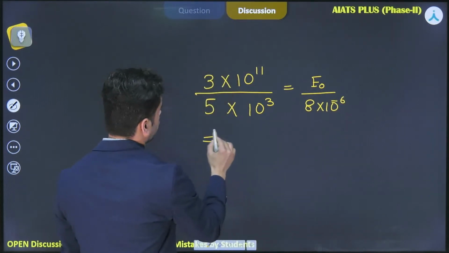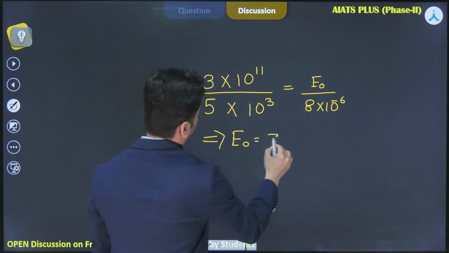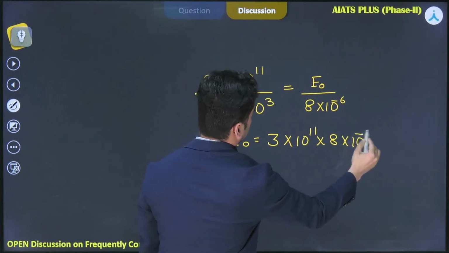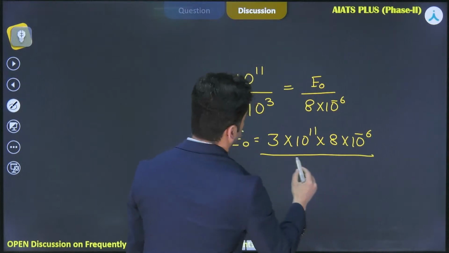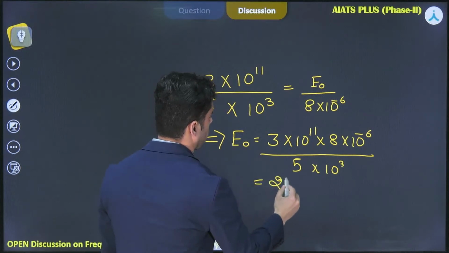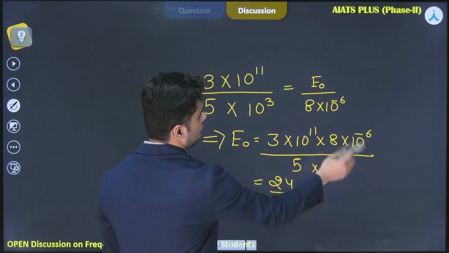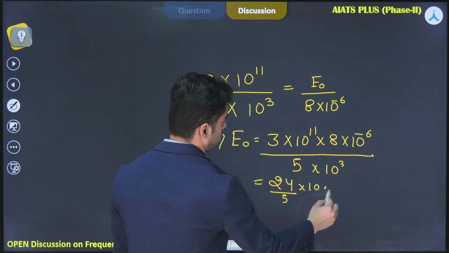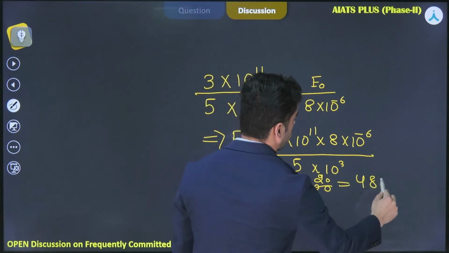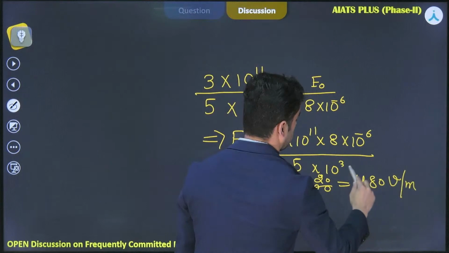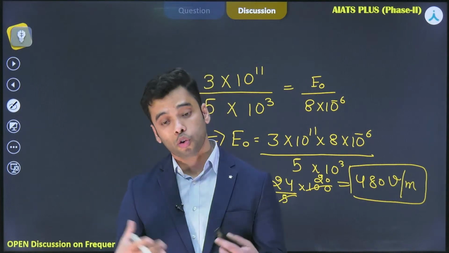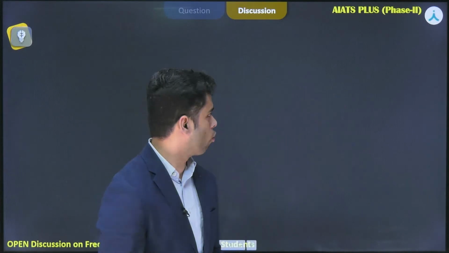So let me calculate the value of E naught for you. E naught is 3 into 10 raised to the power 11 into 8 into 10 raised to the power minus 6 upon 5 into 10 raised to the power 3. So it becomes 24 by 5, and 11 minus 9 becomes 10 raised to the power 2, so it is coming out to be equal to 480 volt per meter. It is coming out to be equal to 480 volt per meter, not 2400 volt per meter.